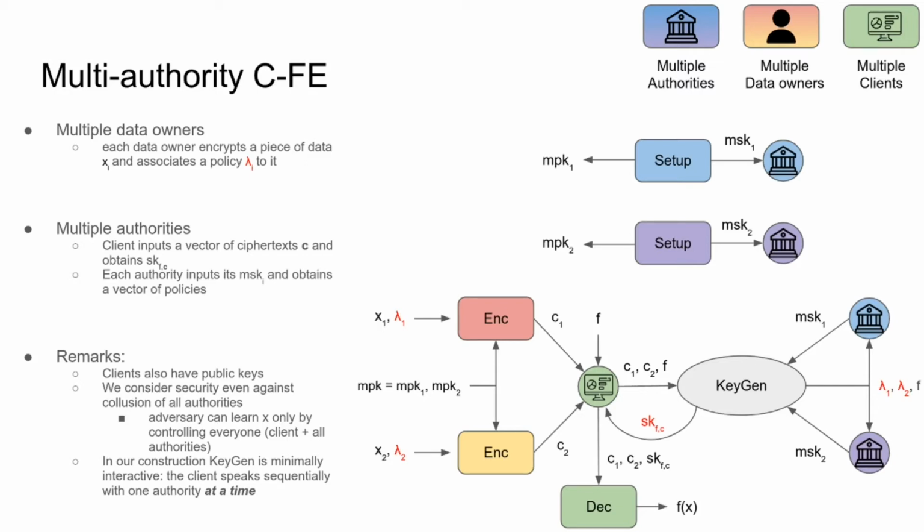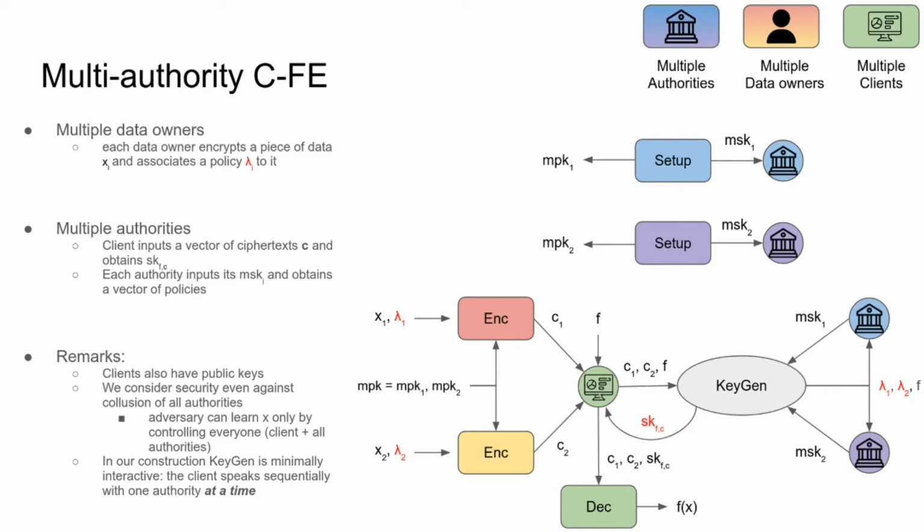Note that client public keys were also implicitly assumed in previous work, since their construction required a secure channel between the data owner and the client. At encryption time, each data owner, who is also a client, encrypts a data item and a policy under a public key that is the union of all authority public keys and their own public key.